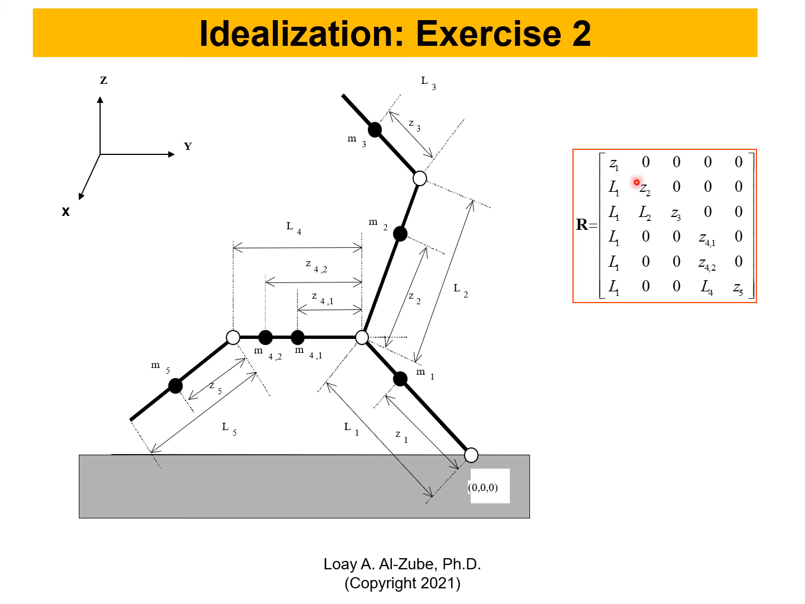5 segments, 1, 2, 3, 4, 5 columns. How do we formulate this mass matrix?